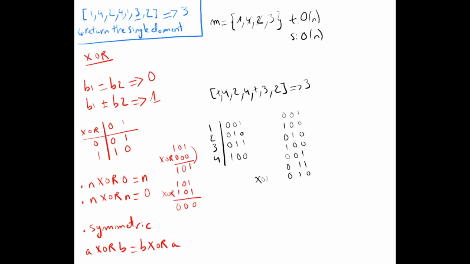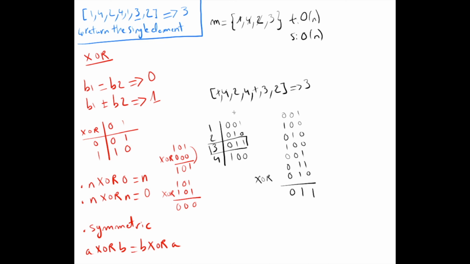If we do a big XOR operation on every digit, what do we have? If we do 1 and 1, 0, so 0 and 1, 1. 1 and 1, 0, 0 and 1, 1. And 1 and 1, 0, 0 and all 0, it's 0. So we have 0, 1, 1. And if we see our utility table, 0, 1, 1 is 3. So we have been able to find the single element.